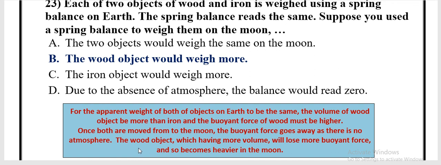So the only force acting on the wood object is the weight. As the buoyant force that was very high is removed, the weight of the wood block would be higher than the iron block. Okay? The object that requires more force to be lifted, when this force is removed, its weight, of course, is larger.